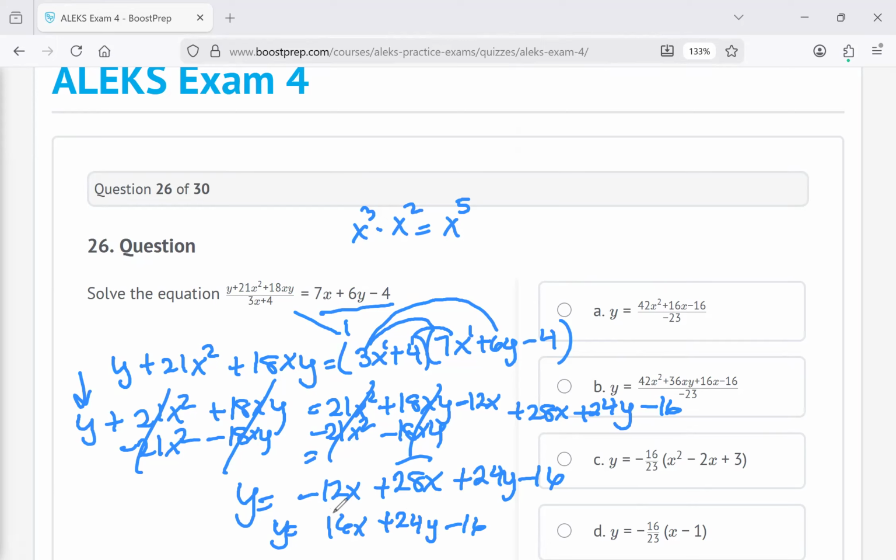And I just think you can factor out 16. Yeah, you're gonna factor out a 16 and you're gonna get y equals -16 over 23 or vice versa. So I'm gonna say D.